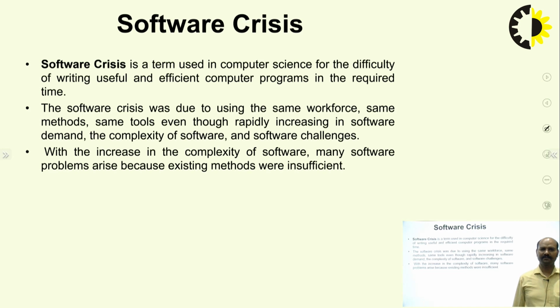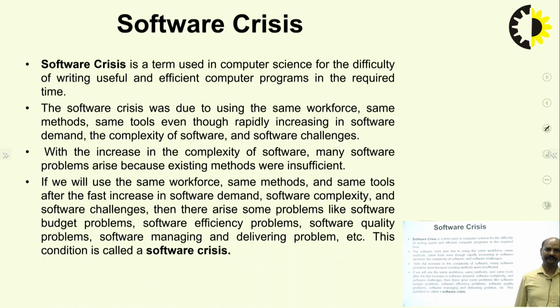With the increase in the complexity of software, many software problems arise because existing methods were insufficient to solve those problems. So, if we use the same workforce, same methods and same tools after a fast increase in software demand, complexity and challenges, then some problems arise, like software budget problems, efficiency problems, quality problems, and managing and delivering problems, etc. These conditions are called a software crisis.